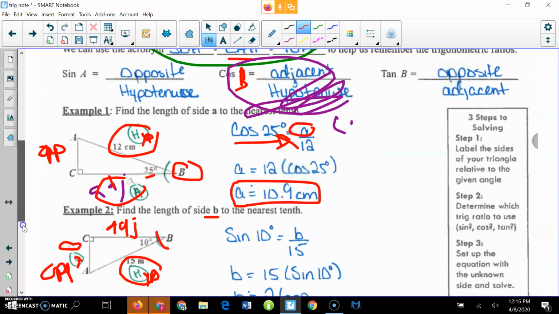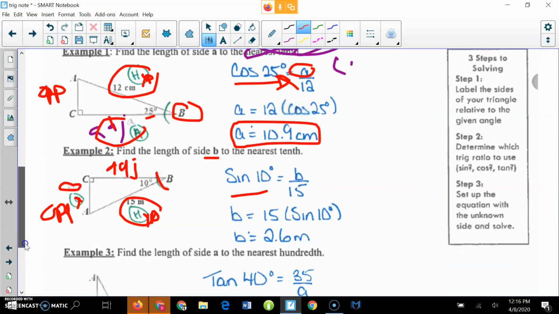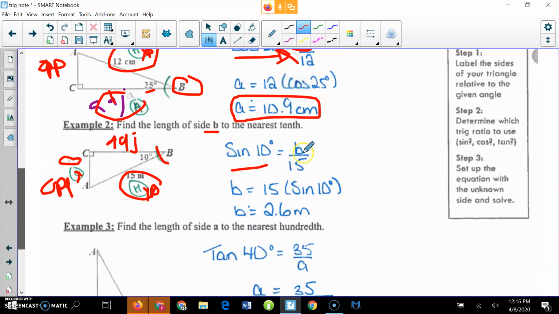Of my angle. So I'm going to write this out. Sine B is equal to opposite over hypotenuse. Sub in: sine 10 is equal to little b over 15. After you sub in, you're going to solve for b. You take this guy and move it up top here, then multiply it out and you get this. So that's finding a side.